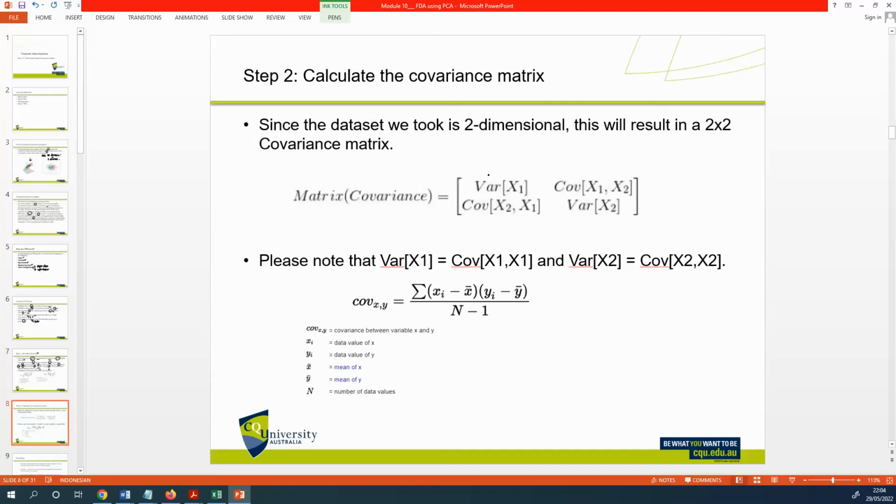So if it is a variance, the variance of the covariance matrix, we put variance of x1. This is actually representing covariance of x1 toward x1, and then covariance of x1 towards x2, and then covariance of x2 towards x1, and the variance of x2, or covariance of x2 toward x2. So this is using a 2 times 2 covariance matrix.